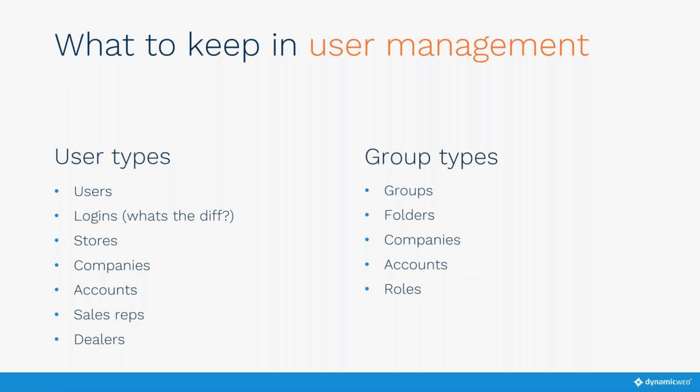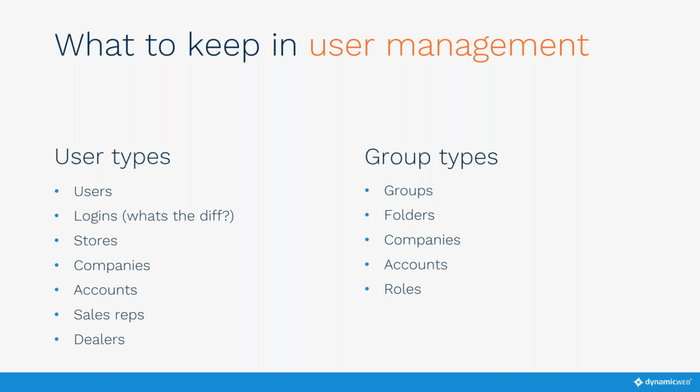We have different user types as an example. That could be regular users or something that we call logins. And logins and users are very similar, but in some solutions they're used in a different way. A login will be someone who logs in but is actually going to impersonate another user or another account or stuff like that. So they're basically not directly used.